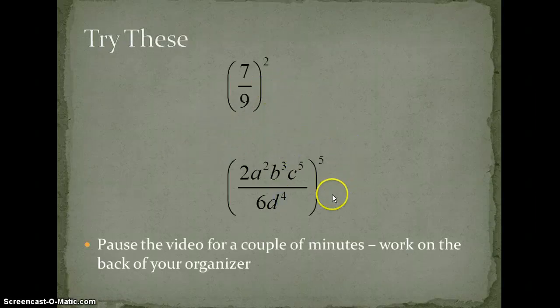Here are a pair for you to try. Be careful here. When you think about the rule we just finished, you're going to have to multiply this 2 times this 5, this 3 times the 5, this 5 times the 5. Same thing here. D to the 4th power, you'll also multiply times that 5.